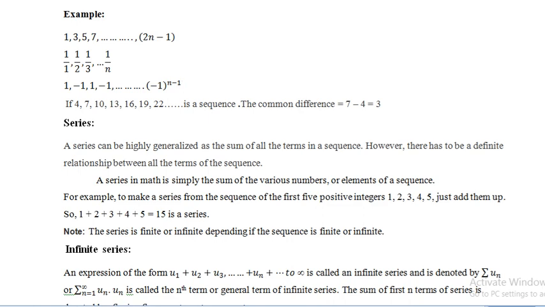If the numbers are countable or infinite in number, then the sequence is also called finite or infinite. If the sequence is finite, the series is finite. If the sequence is infinite, then the series is also infinite.